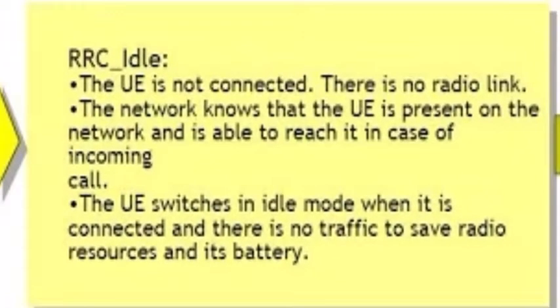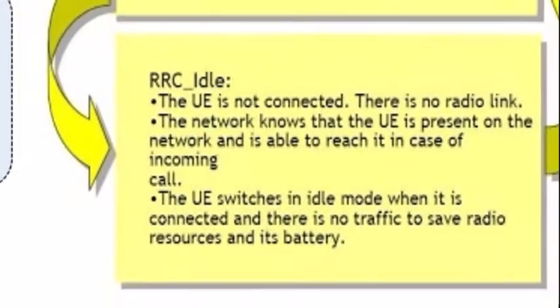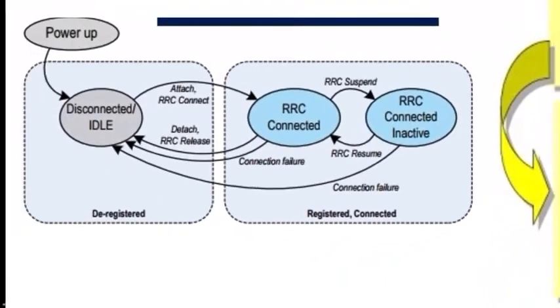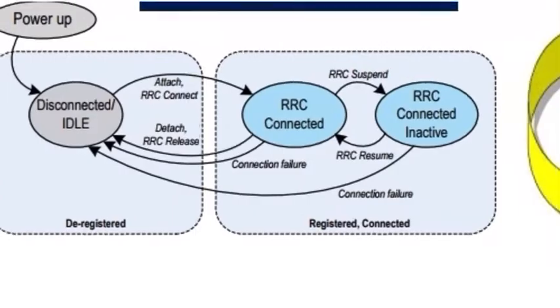Because the UE is not connected, there is no radio link. The network knows that the UE is present on the network and it is able to reach it in case of an incoming call. The UE switches to idle mode when it is connected and there is no traffic, to save radio resource and battery. The following figure traces the path of RRC depending on the circumstances. I think it's pretty clear.